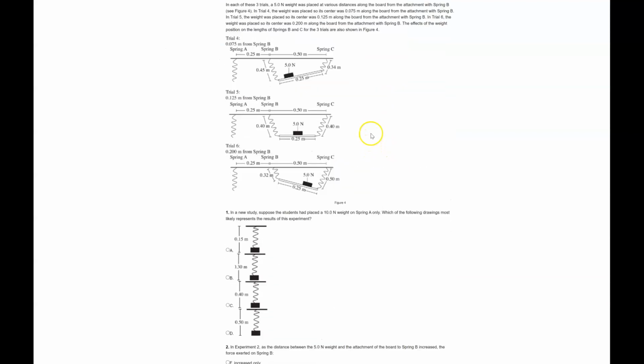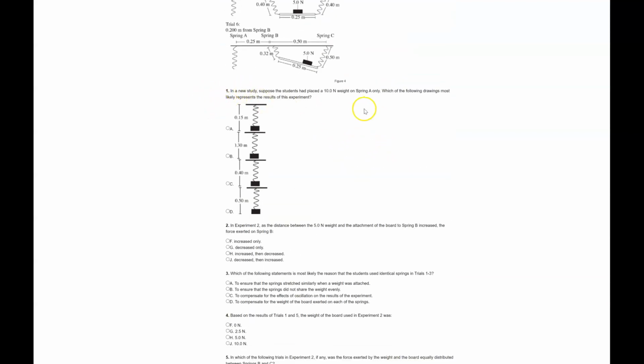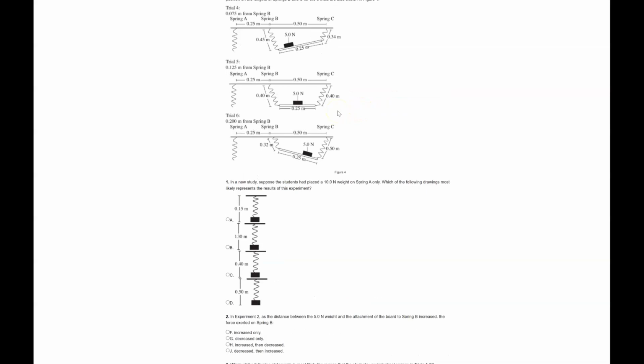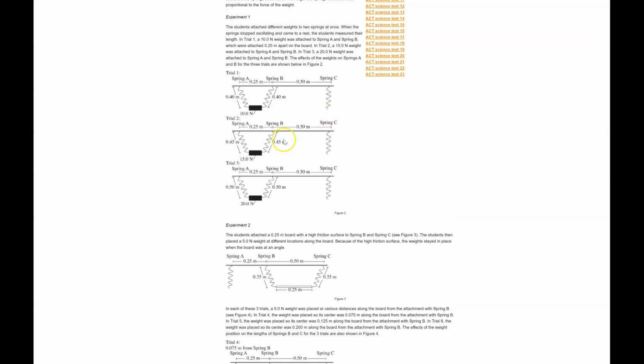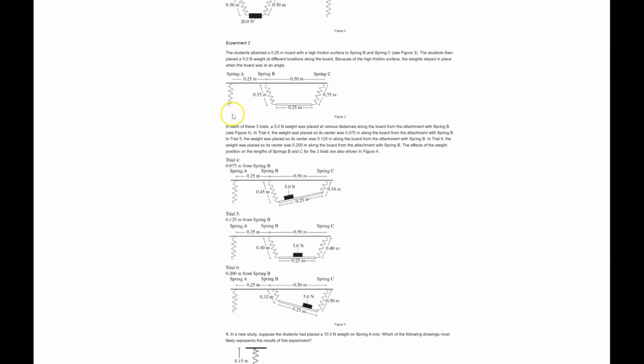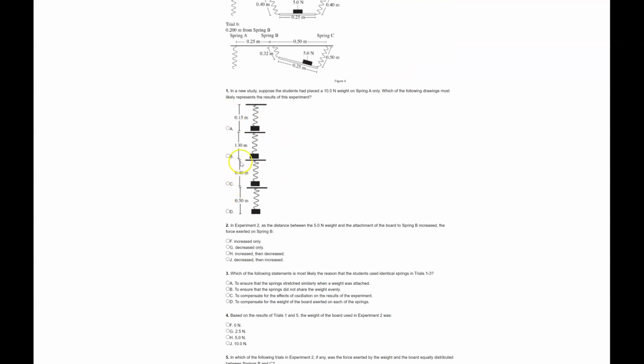All right, so the first question is, in a new study, suppose the students had placed a 10 Newton weight on spring A only. Which of the following drawings would likely represent the results? So first things first, we look to see if there's anything that is spring A only. Well, we've got spring A that's sharing a 10 Newton weight and being at 0.4. So we look at this, and since all of them are 0.4 and under, and they were sharing springs, that means the only one possible would be D.